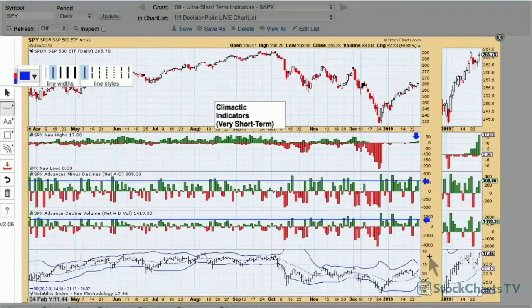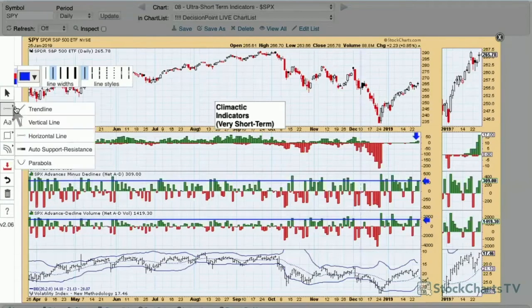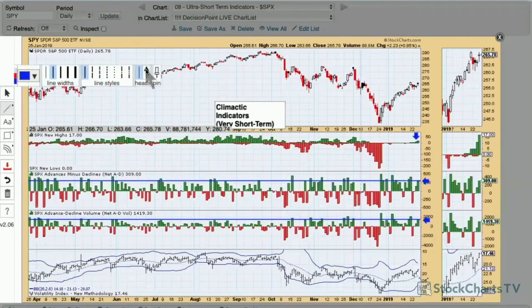You notice that the net AD and the net AD volume is really fading as we're going higher. So I'm not so sure I would look at it as a climax myself. Even though we've got higher price, we've got less net volume and breadth. Yep.